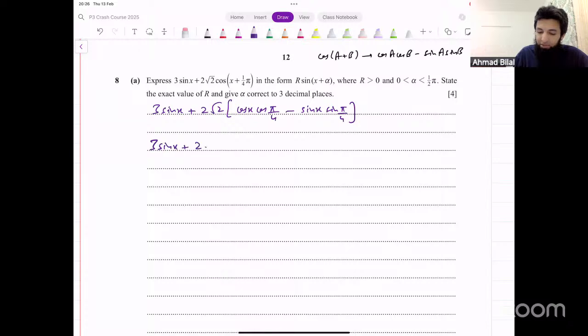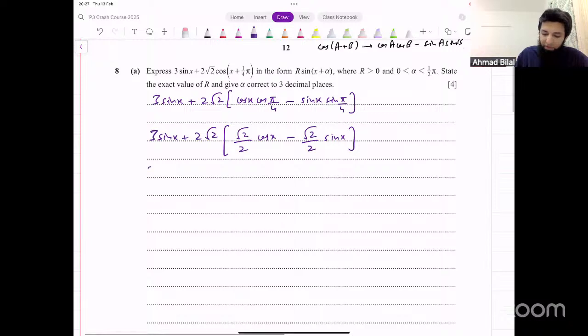3 sine x plus 2 under root 2 times cos of pi over 4. Put that in a calculator. That should give you square root of 2 over 2. And then you have cos x with that. Sine of pi over 4, that's sine of 45 degrees. That's also going to be under root 2 over 2 times sine x.